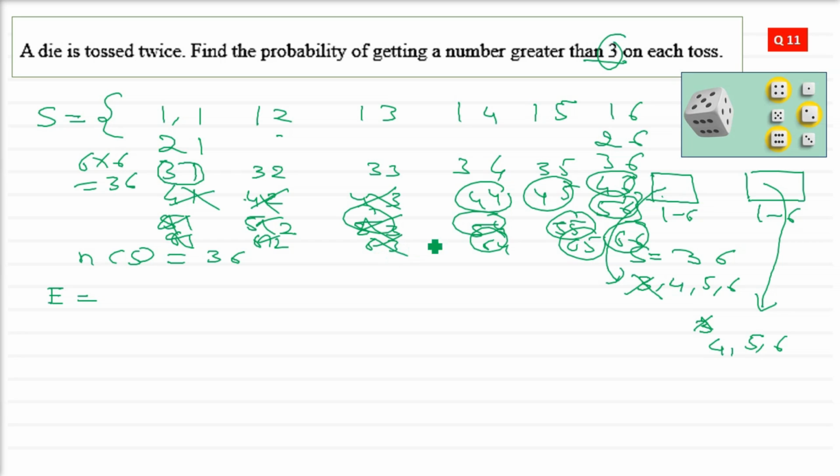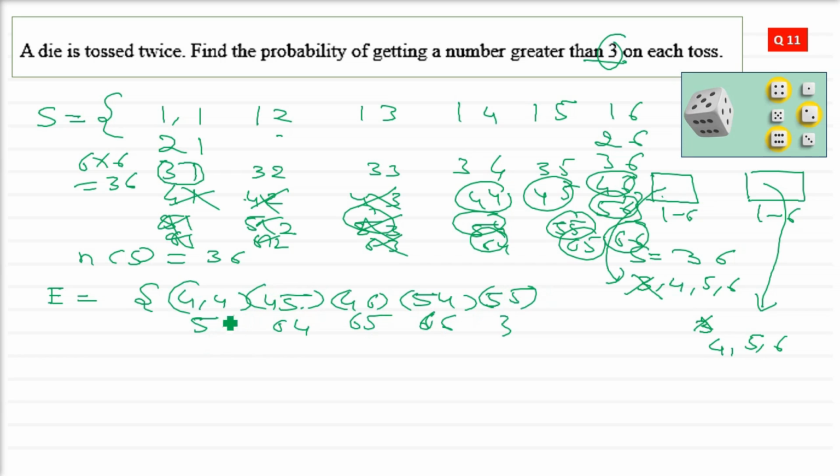We cannot have 5-1, 5-2, 6-2, 6-3. No. 4-4, both are greater than 3. 4-5, 4-6, 5-4, 5-5, 5-6, 6-4, 6-5, and 6-6. So these are all the events in the sample space which abide by the condition given in the question, which is a number greater than 3 on both the die or on each toss. So the number of elements in E becomes 9.